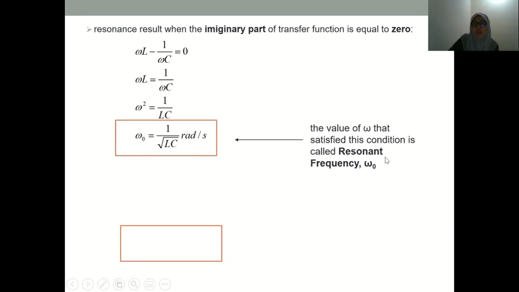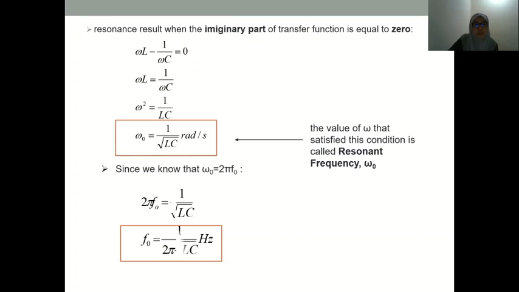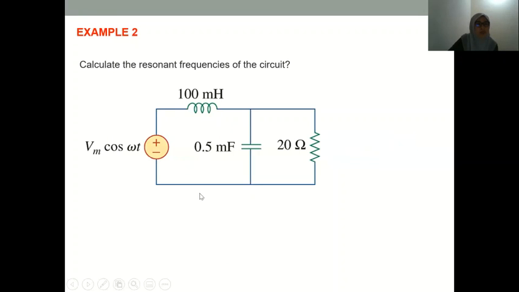It is also called the resonant frequency, omega naught. We know that omega naught is equal to 2 pi f naught. In hertz, f naught, the resonant frequency, is equivalent to 1 over 2 pi square root of LC. So omega naught is in radian per second, and f naught is in hertz. So we go to example 2 here.